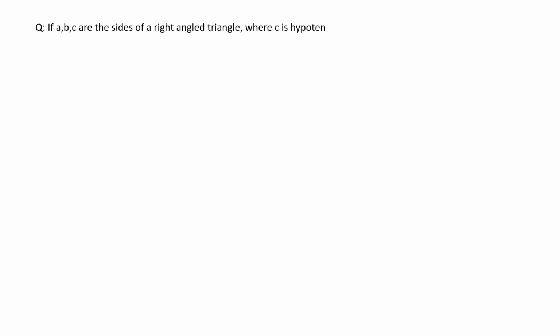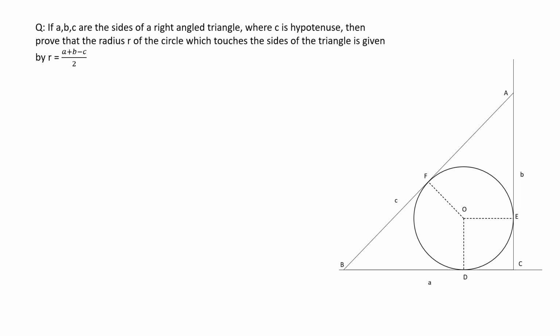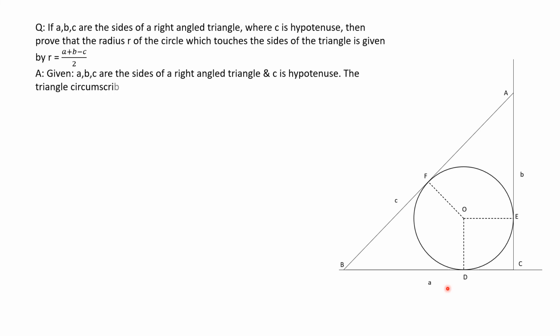If a, b and c are the sides of a right angle triangle where c is the hypotenuse, then prove that the radius r of the circle which touches the sides of the triangle is given by r equals a plus b minus c whole divided by 2. Let's draw the picture. So given that a, b and c are the sides of the right angle triangle and c is the hypotenuse, the triangle circumscribes a circle with center O and radius r.